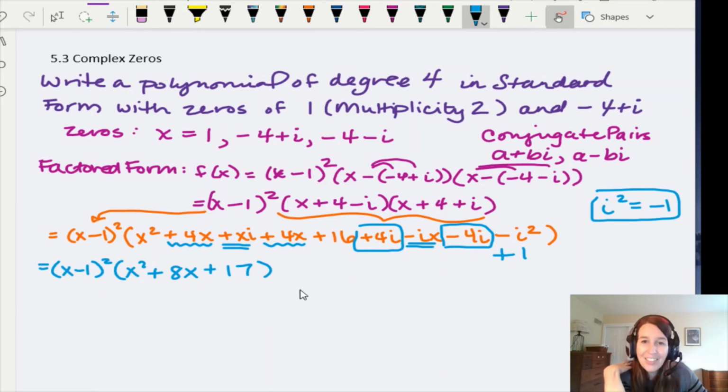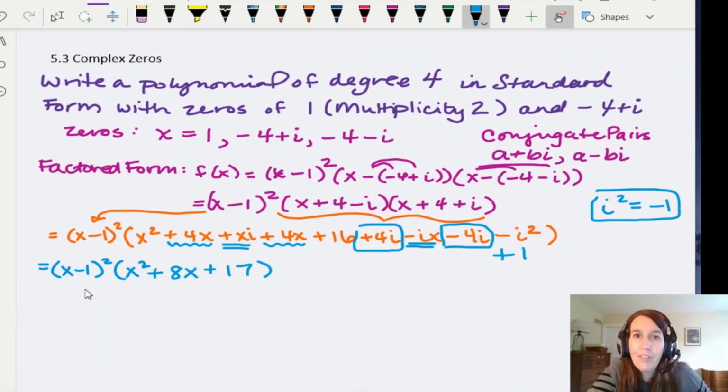Isn't that magical, right? So many things canceled each other out, added and subtracted to 0. So yay, we are left with just a nice little trinomial with all real numbers. If you do this right, you'll never have an i in these terms. Of course, all i squareds are -1, so you'll never have any i's in there.